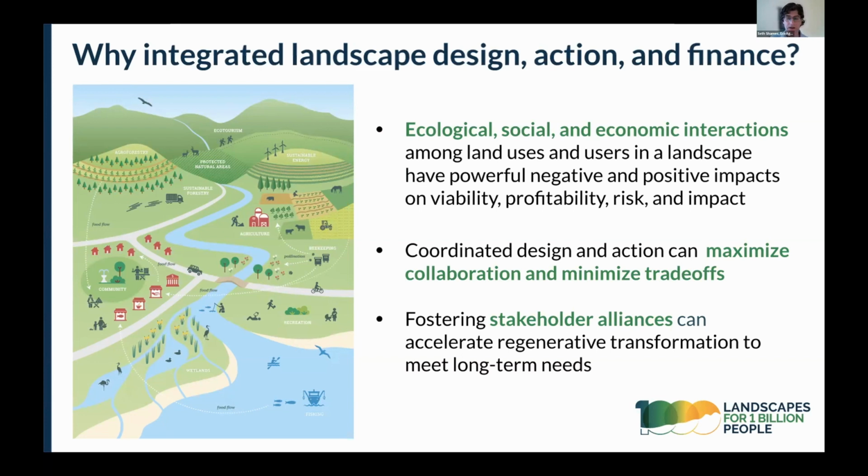So for example, invasive species in forests threaten both farm production and wild biodiversity. So second, coordinated landscape design and action can maximize synergies and minimize trade-offs to benefit business projects and communities. So for example, managing flood risks requires spatially aligned actions on farms, forests, and settlements. And finally, stakeholder alliances in a landscape can accelerate place-based solutions for regenerative transformation. For example, landscape partnerships can catalyze local markets that incentivize regenerative farming and jointly advocate for supportive policy. Okay, next slide.